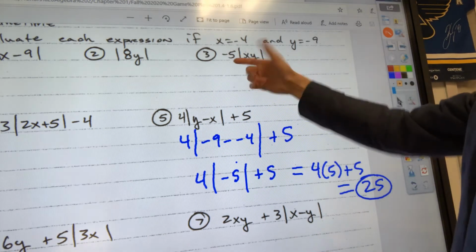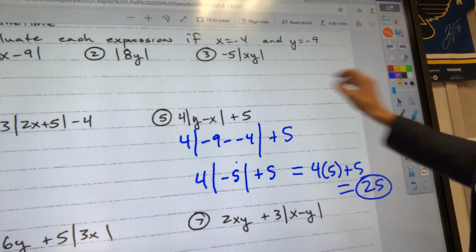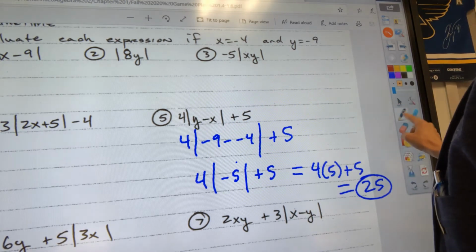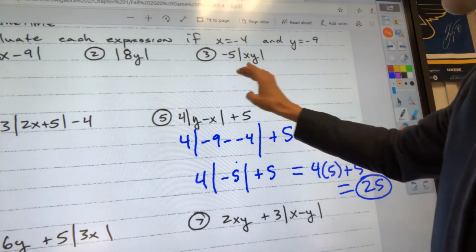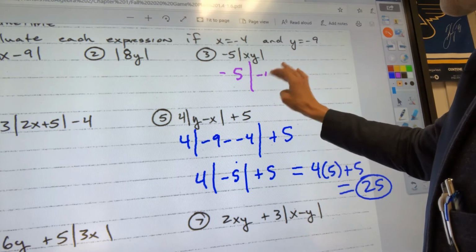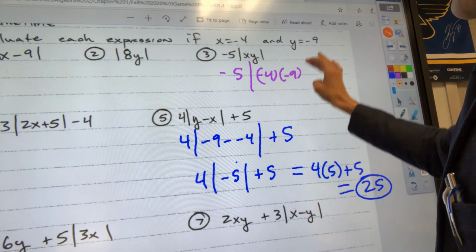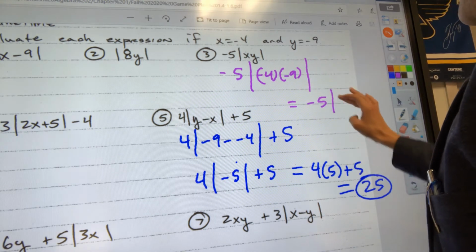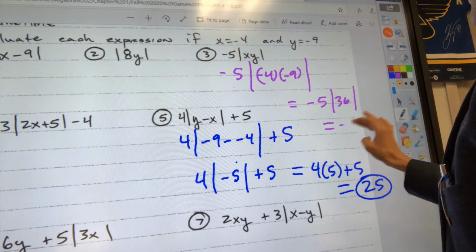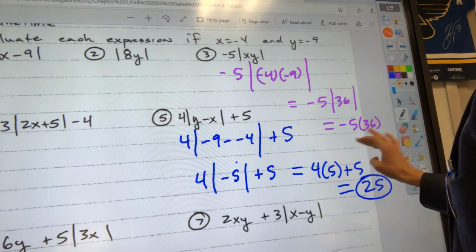Look here, on 3, you have to get a negative answer. You're literally multiplying what comes out of the absolute value by a negative. So negative 5 times 36 in the absolute value, you get negative 180.